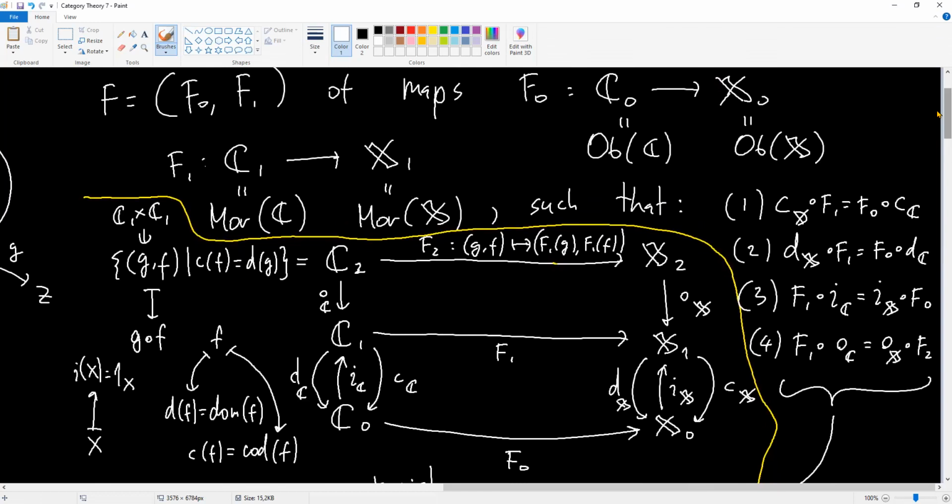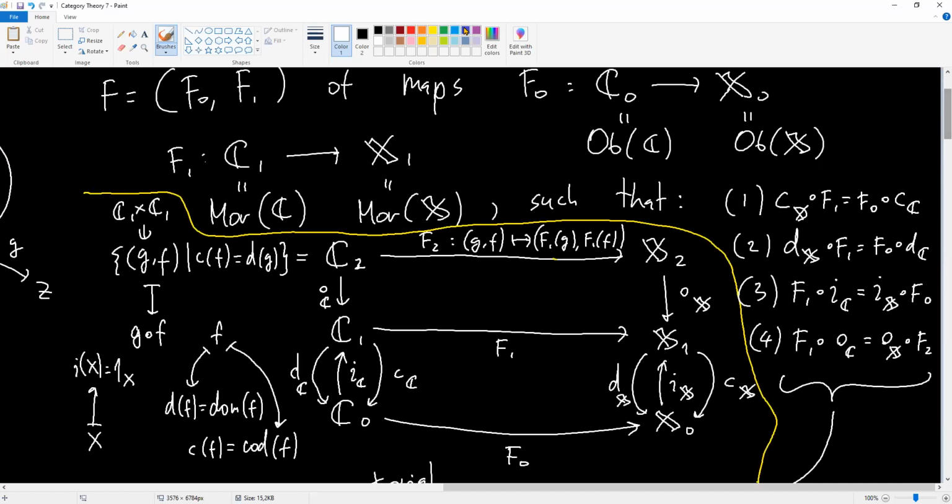Everybody happy with the definition of a functor? Yes. Okay, fantastic. Leon, are you also good, or do you want me to re-explain something? No, I'm fine, sir. Okay, fantastic.